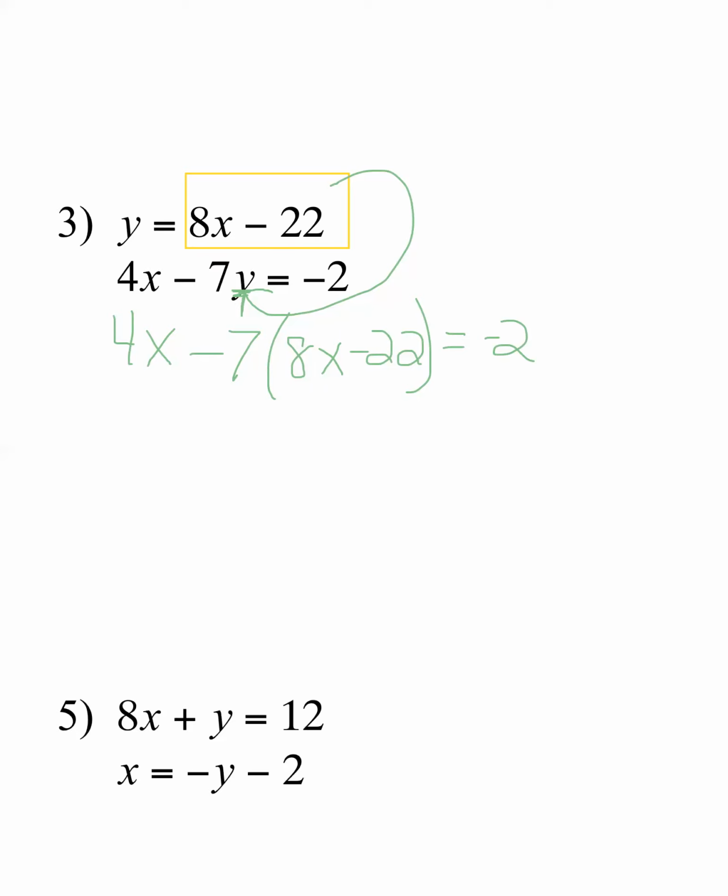Okay, it might take a couple tries to get the hang of this, but once you get it, you'll be smooth sailing. All right, so I'm just going to solve it. Let's distribute. Negative 7 times 8 gets me negative 56x. Negative 7 times negative 22 is going to be a positive 154, is it? I don't have my calculator near me, but I'm pretty sure I'm right. Oh, here it is. I was right, 154.